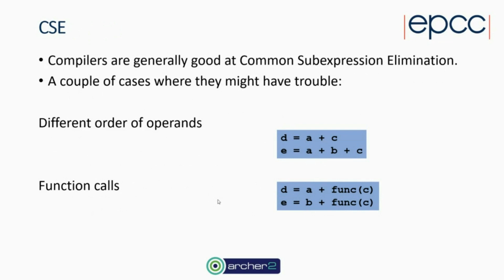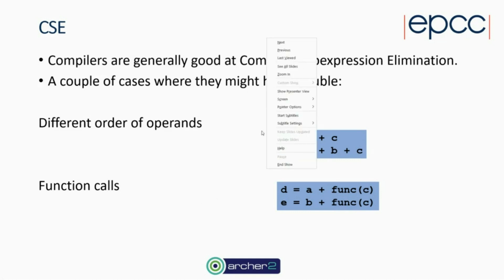Compilers are generally quite good at doing what we call CSE, or common sub-expression elimination, going through your code and getting rid of places where you're using the same sets of variables and the same sets of operations or functions, and getting rid of the unnecessary operations.